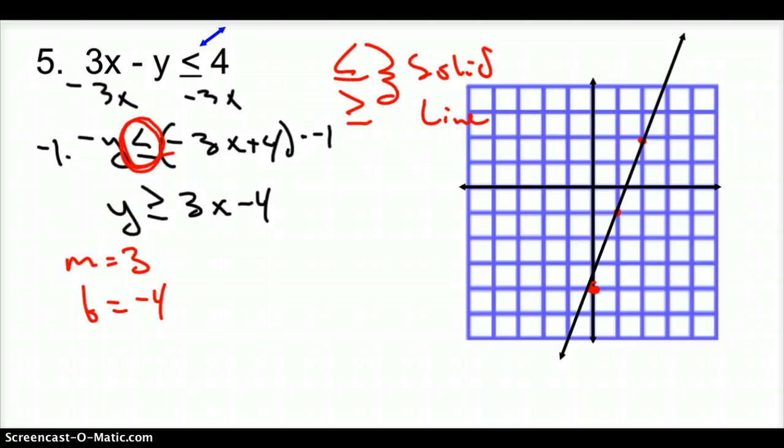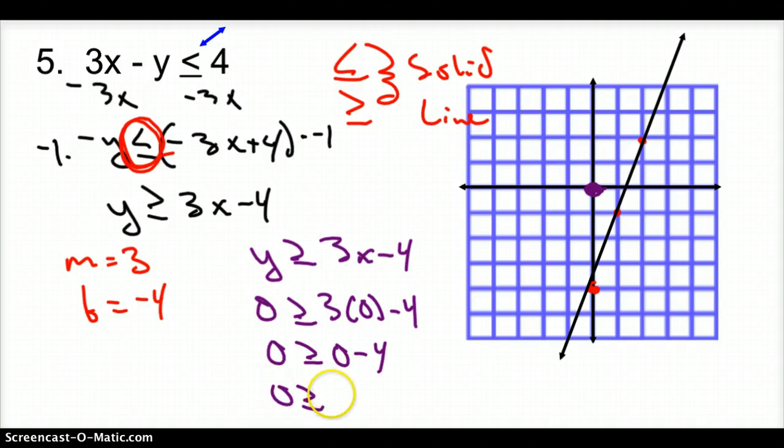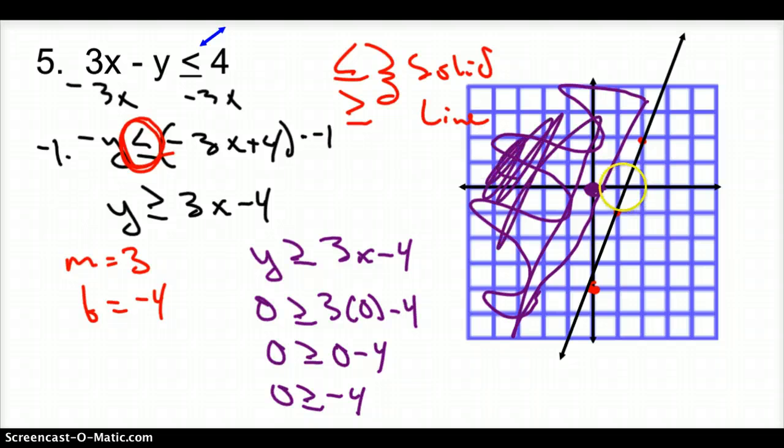We are going to pick point (0, 0) and plug it in to see what side we shade on. So I'm plugging (0, 0) in for y is greater than or equal to 3x minus 4. So I have 0 is greater than or equal to 3 times 0 minus 4. So I have 0 is greater than or equal to 0 minus 4. 0 is greater than or equal to negative 4. So is 0 greater than or equal to negative 4? Yes, it is. Since this is true, the only reason I am shading this side is because I answered yes, because it's true. So I shade where it's true.